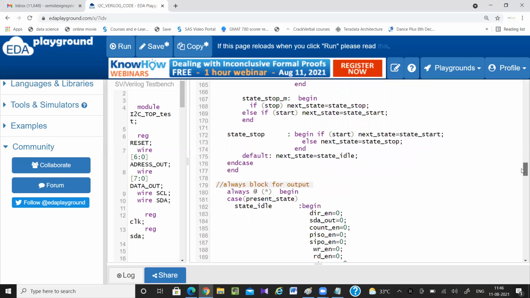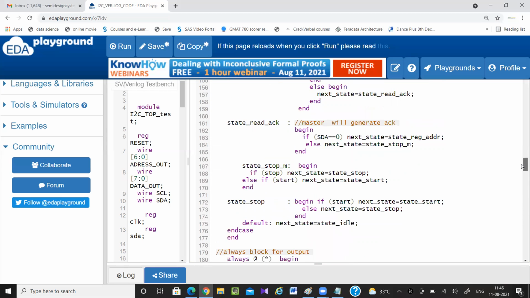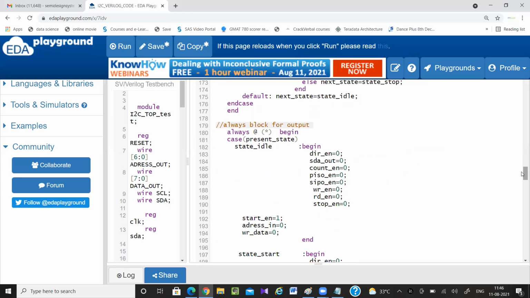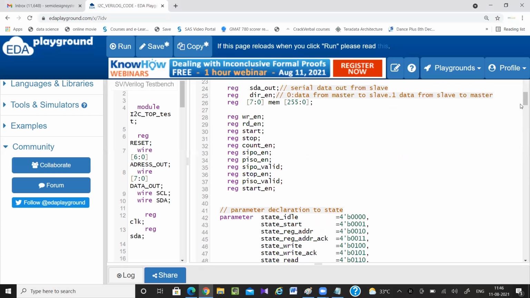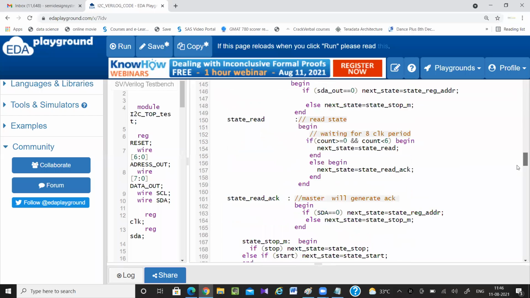Okay, so now all the states are completed. Now here I have written some outputs. Output means there is one PISO, SIPO block. Then there is whether data will be from master to slave or slave to master. So all those things will be controlled here. So direction enable equal to 0 means, here I have written, it is from master to slave. See, direction enable when it is 0, data goes from master to slave; when it is 1, data goes from slave to master. Because there is only one line, I have to make sure whether it is from slave to master or master to slave. So 0 means, remember, master to slave.